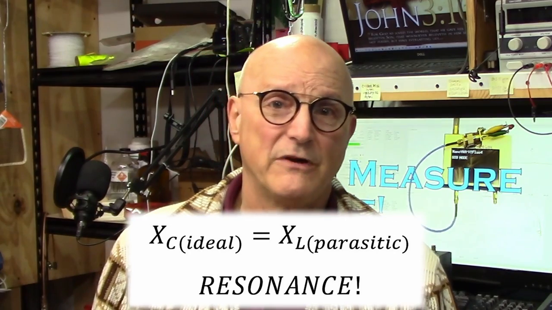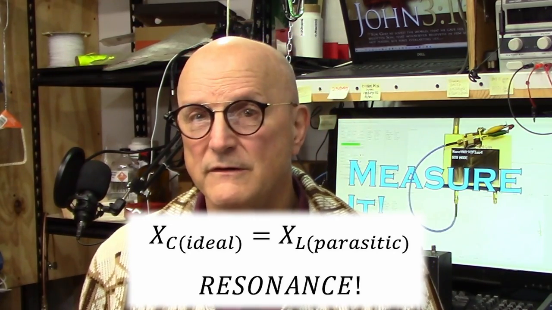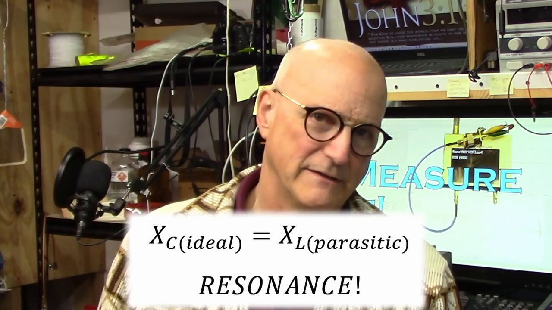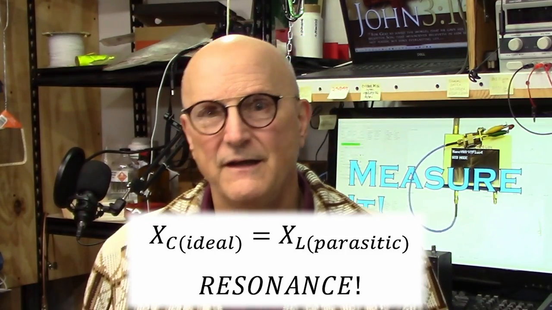Well, what is self-resonance? A real capacitor is actually an ideal capacitor with some parasitic inductance and some resistance in there. When the capacitive reactance of the ideal capacitor is equal to the inductive reactance of the parasitic inductance, then we have a resonance circuit. As we approach the frequency where this occurs, the measured value of the capacitor will be significantly affected. And when we pass this point, it will actually be an inductor.